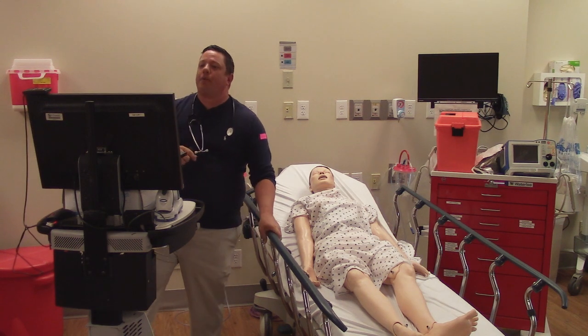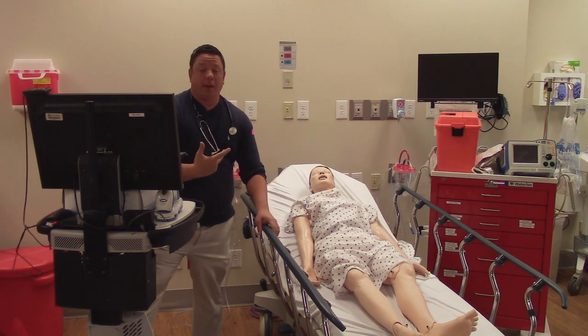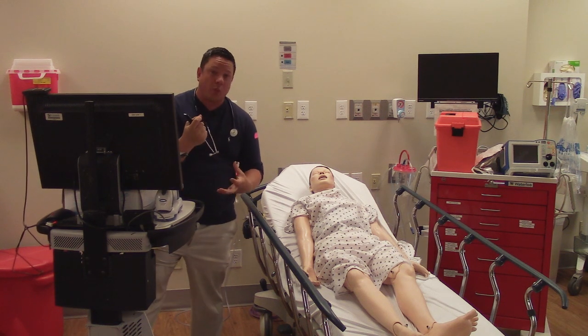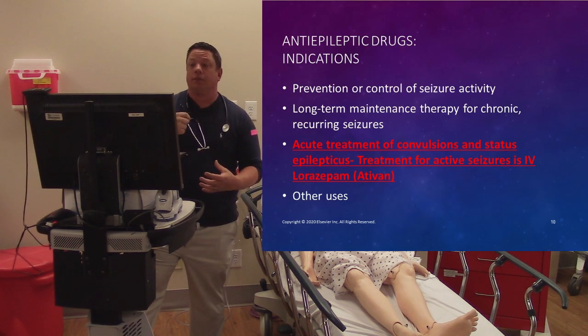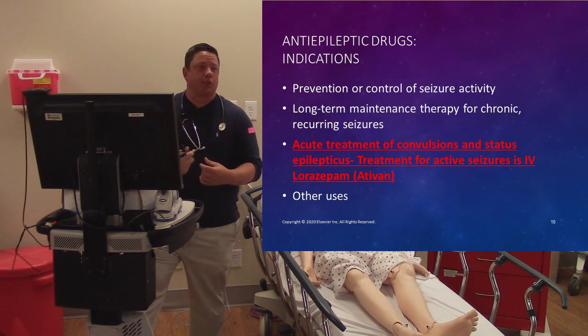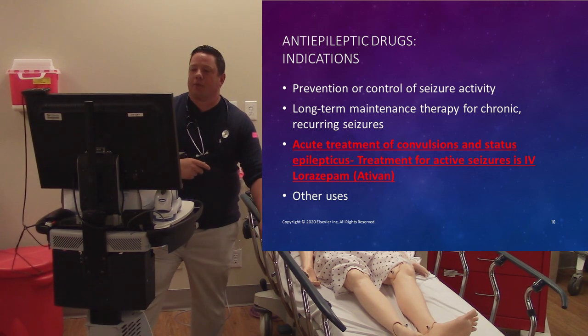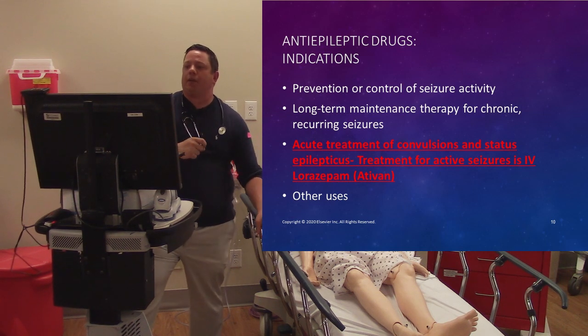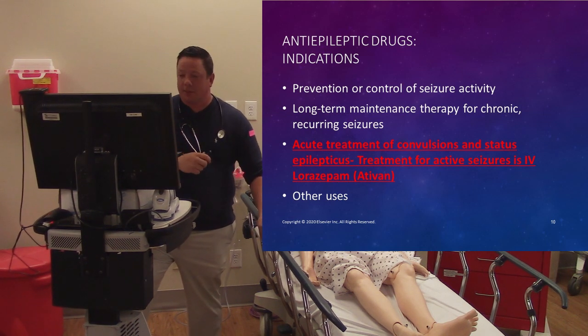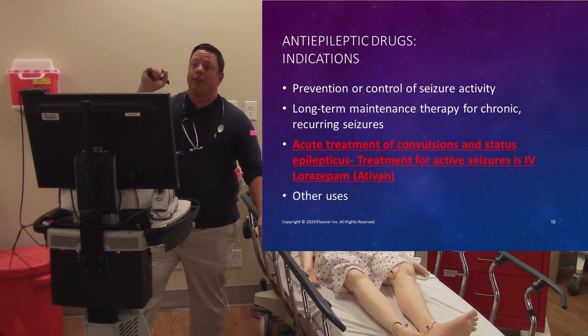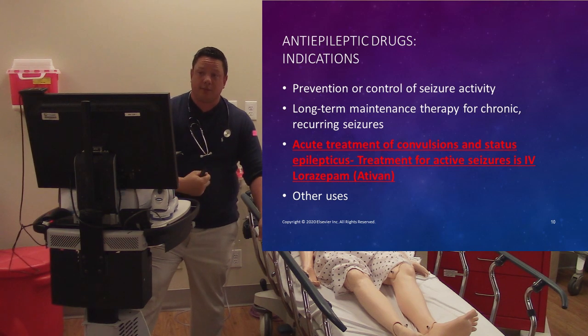So anti-epileptic drug indications. Why do we give anti-epileptic drugs? It prevents or controls seizures. That makes sense. Long-term maintenance therapy for chronic recurring seizures. Acute treatment of convulsions and status epilepticus. An indication for these drugs is that we can give them for acute treatment of convulsions and status epilepticus.